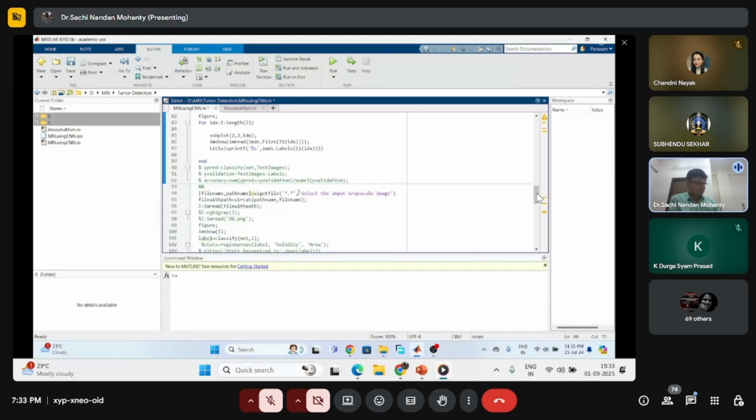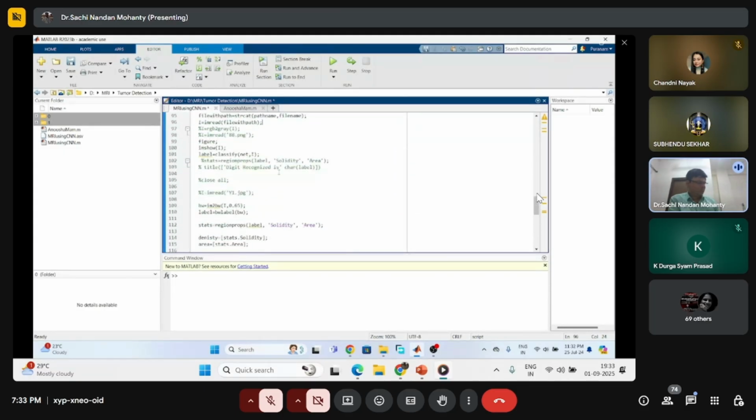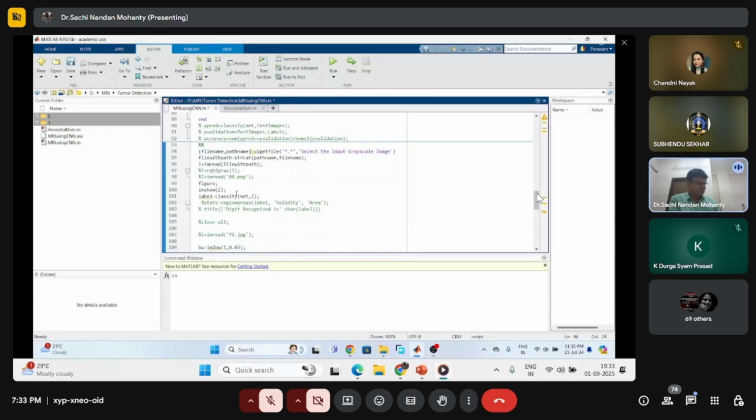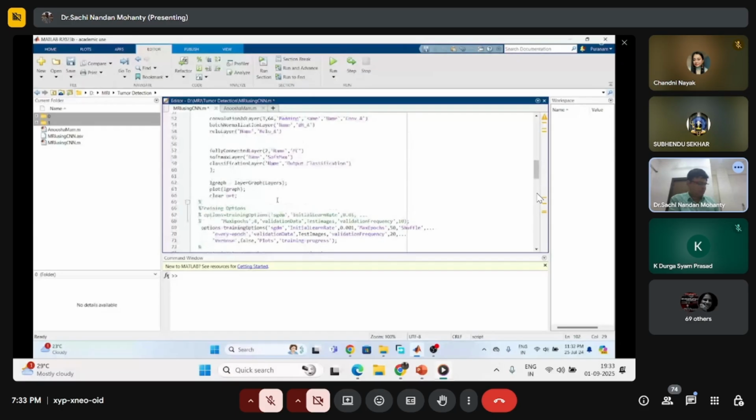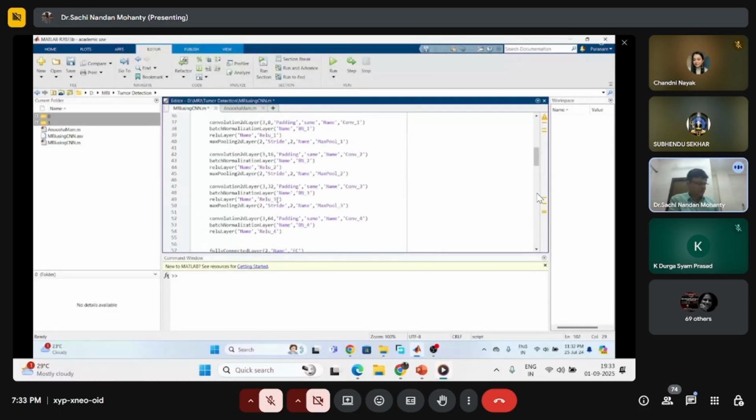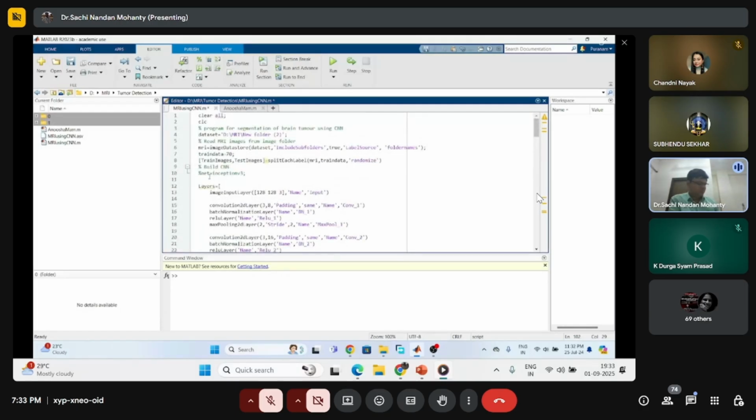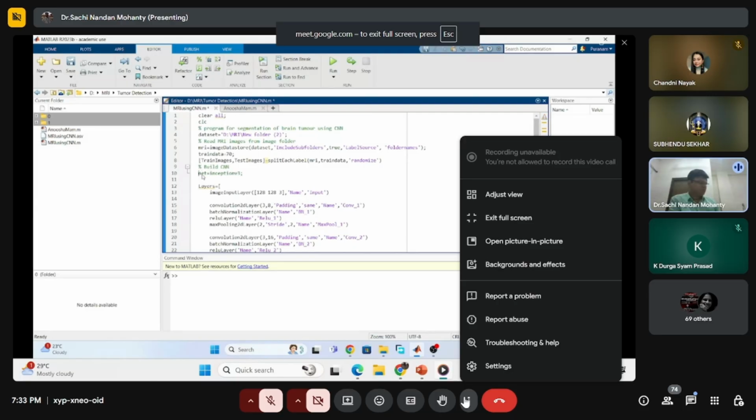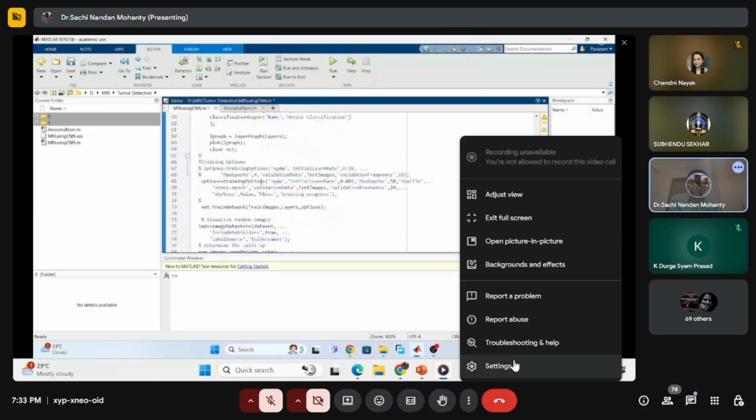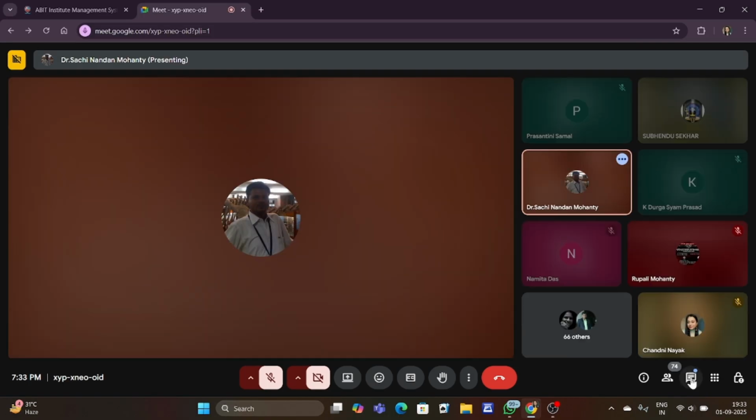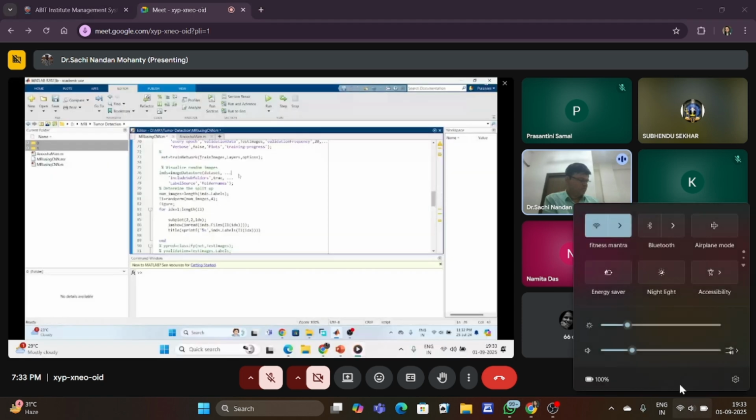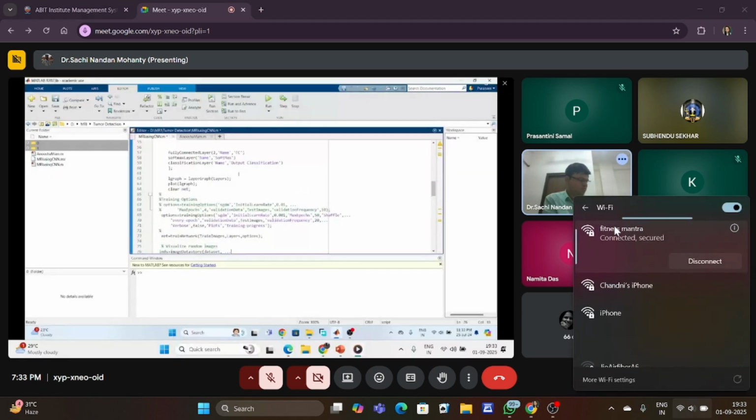So this is the code for the test. This is the code for the test run, and whatever net we have used here, this net is from here. Whatever net we are using, this is the net we are using, along with the training images, layers and options.